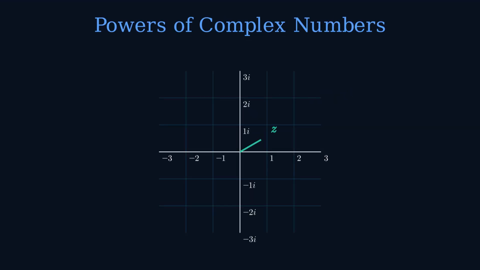If we multiply a complex number by itself, we get its power. In the expression z to the n, n is the exponent, and the result is the nth power. Each time we multiply by z, we scale the magnitude and add the angle again. Watch how z squared, z cubed, and z to the fourth evolve from this simple rule.